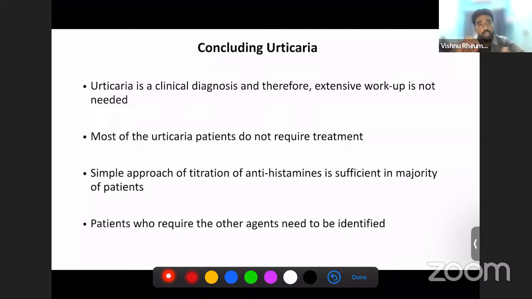The main things that are usually asked in your exams are your various types of urticaria. You need to remember that particular flow chart of the types. And second is hereditary versus acquired angioedema, and the types of hereditary angioedema. These three, four things are the main things that are focused on.